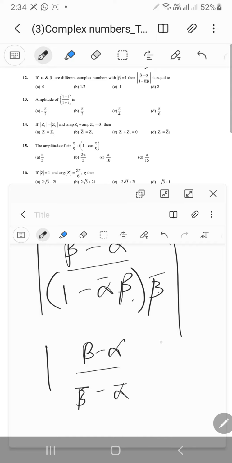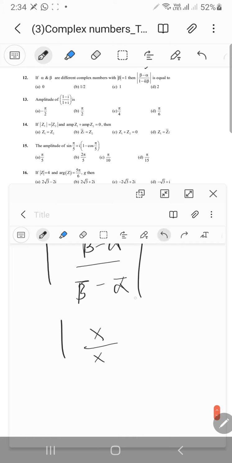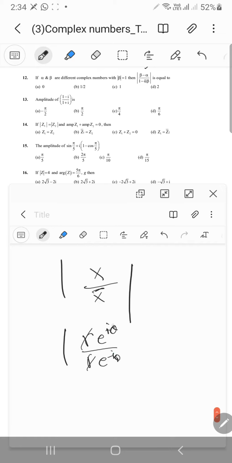So let's say beta minus alpha is some quantity x, so it's going to be x upon x conjugate. We don't care what x is. It looks like I've seen this somewhere. So say it's r into e power i theta, so we can write it as r e power i theta upon r e power minus i theta. So this gets cancelled, and the mod of that thing is just 1, because it's just going to be cosine plus i sine, something like that. So yeah, it's going to be 1.